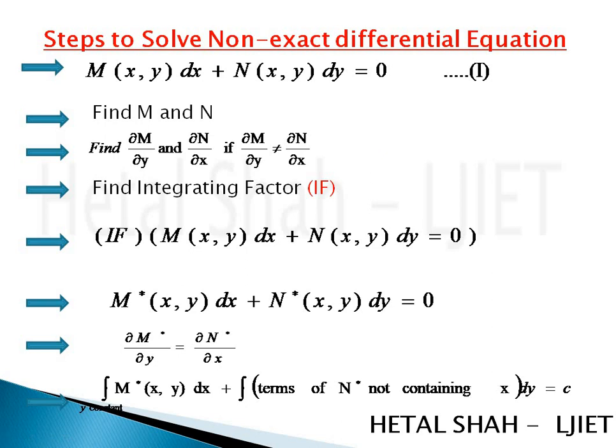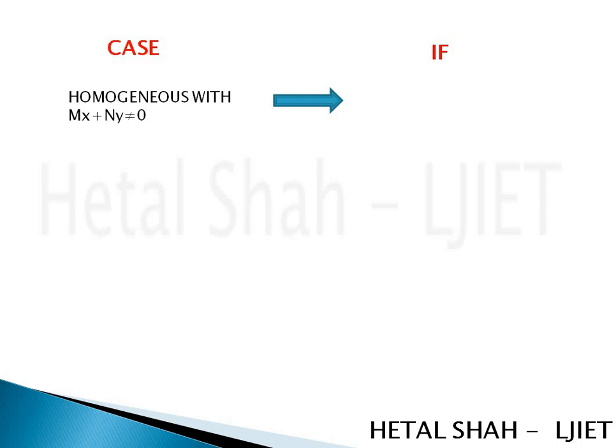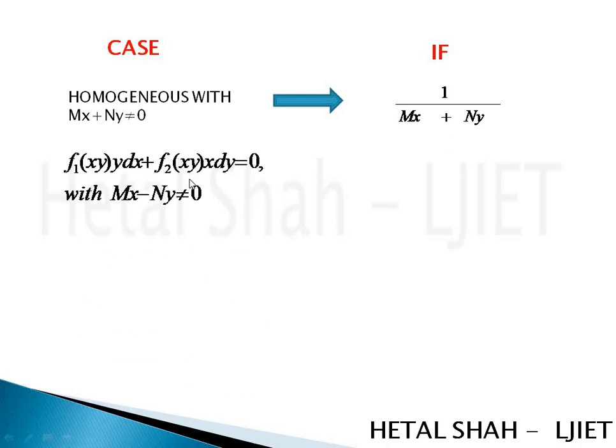Now, how to find the integrating factor for converting a non-exact differential equation into an exact differential equation, that we also learned in the last lecture. Just recall all the steps. There are four cases. First case: if our given differential equation is homogeneous with the condition Mx plus Ny not equal to 0, at that time our integrating factor is 1 upon Mx plus Ny. Next, if our given differential equation is of the form f1(xy) y dx plus f2(xy) x dy, with the condition Mx minus Ny not equal to 0, at that time our integrating factor is 1 upon Mx minus Ny.